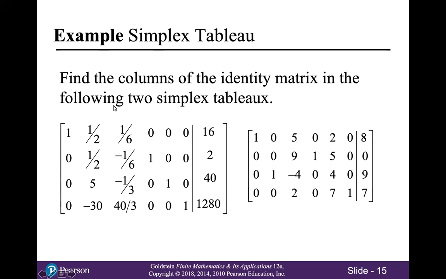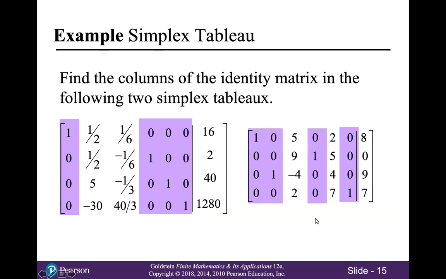All right. Okay, so you can see those columns here. I think if I click, yes, they will be highlighted. Okay. And then in this other one, I don't think we've seen this one before. We're going to do something with it in the next example. There are the columns of the identity matrix.